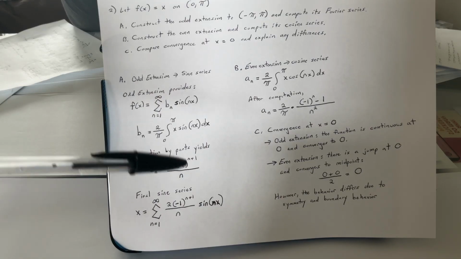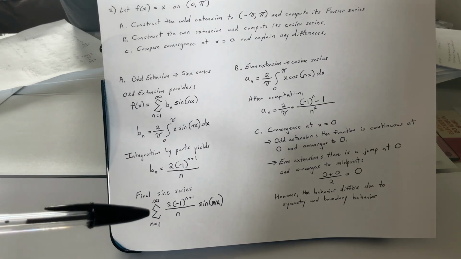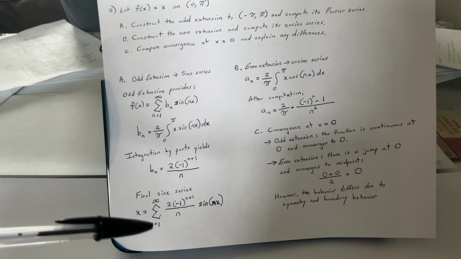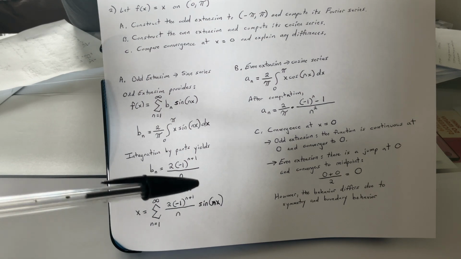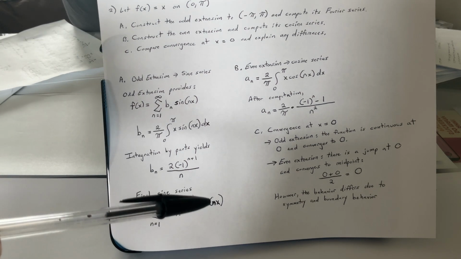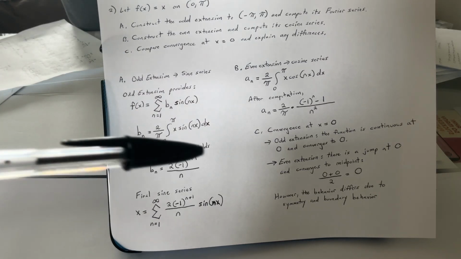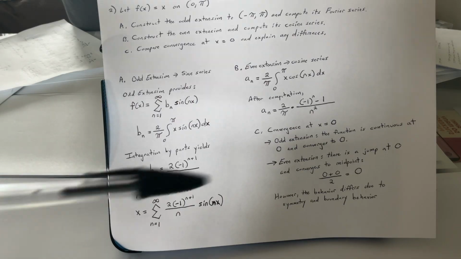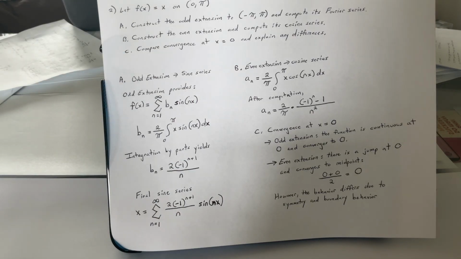plus 1 over n. So we're going to get for the final sine series, letter A, x is equal to the sum from n equals 1 to infinity of 2 times negative 1 to the n plus 1 over n times the sine of nx. So A, that's what you get. There are parts omitted involving computation, but these are the answers you arrive at. Okay.